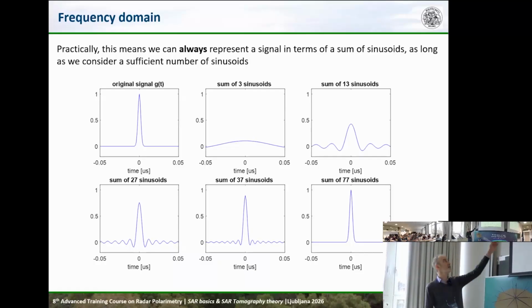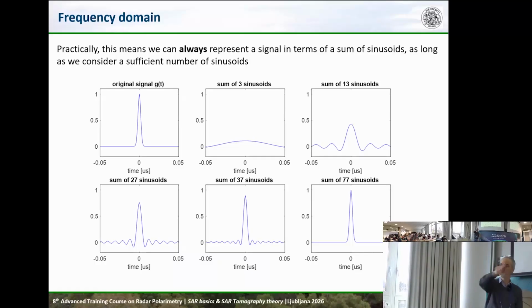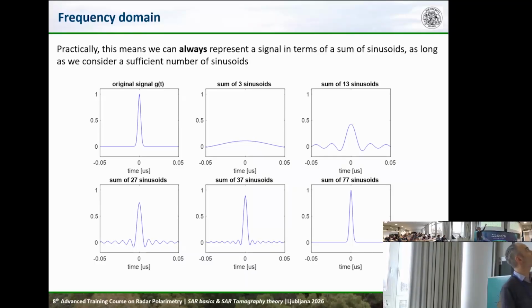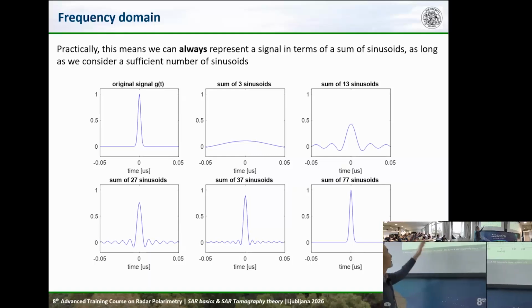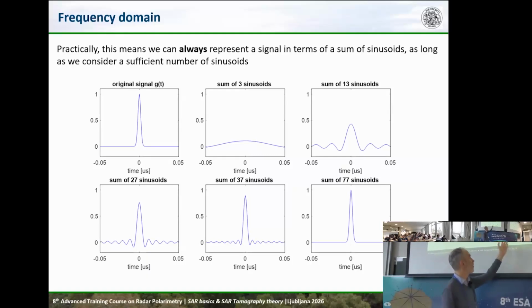Let's say that this is my signal g of t, a very short pulse, like this. This is if I represent it with just 3 sinusoids, not quite the same, with 13 sinusoids, 27, 37. When I put together 77 sinusoids, it's more or less the same, so we can buy this.